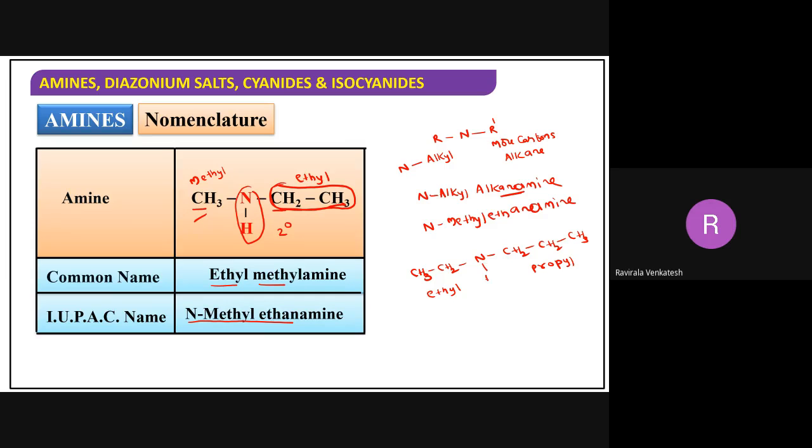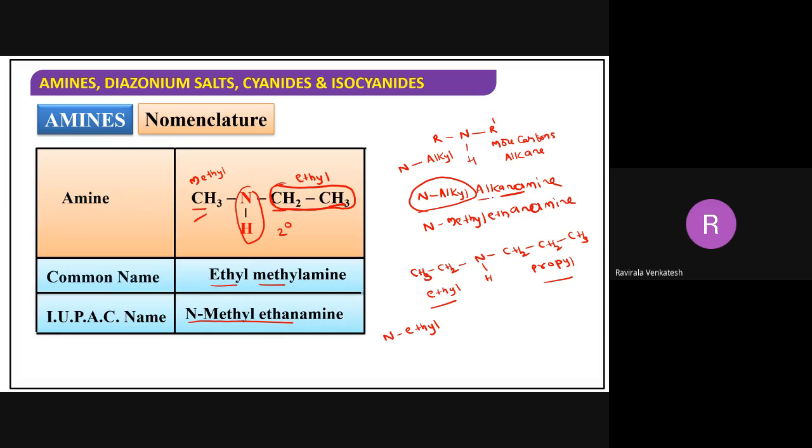Having one hydrogen. Also one hydrogen is there. Now, which is the smaller part? Ethyl or propyl? Which is the smaller part, beta? Ethyl. So N-ethyl you have to call. So this part is completed.